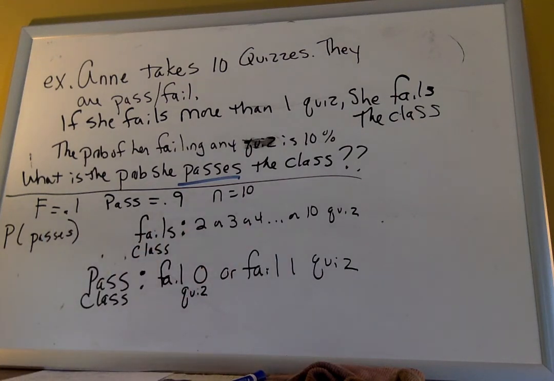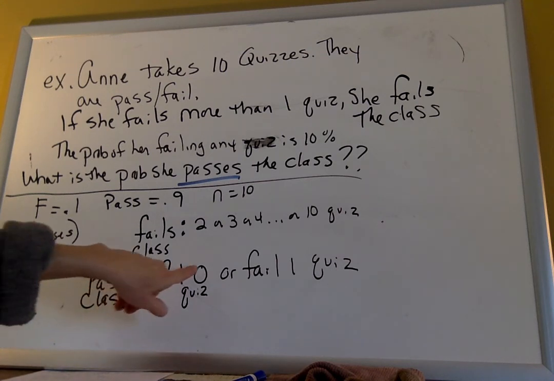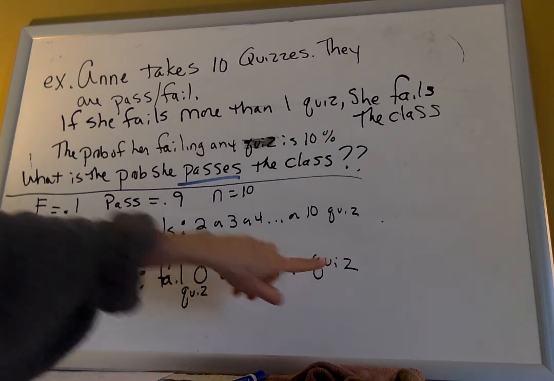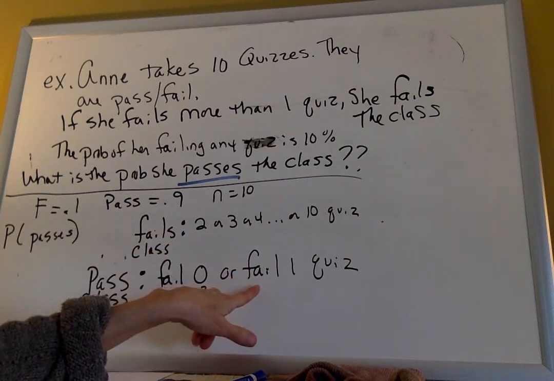I think this is why I pulled this off the internet: it's a little hard to read because we're talking about passing and failing quizzes, but also the bigger idea of passing or failing the class. So that's why I started clarifying a little bit, in case you were getting confused. I would encourage you to do that also. Because the question is, what is the probability she passes the class? Passing the class means she fails 0 of the quizzes or fails 1 of the quizzes. This is what we have to calculate the probability on.